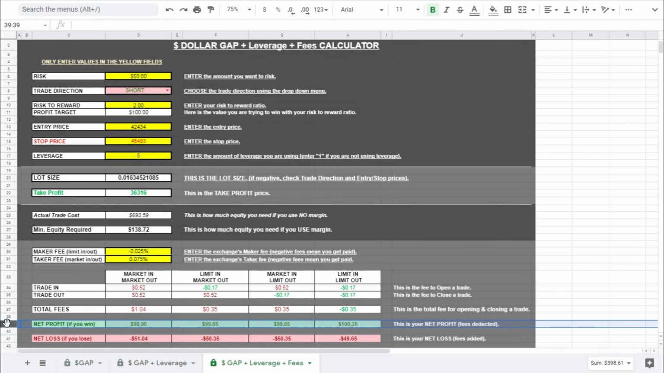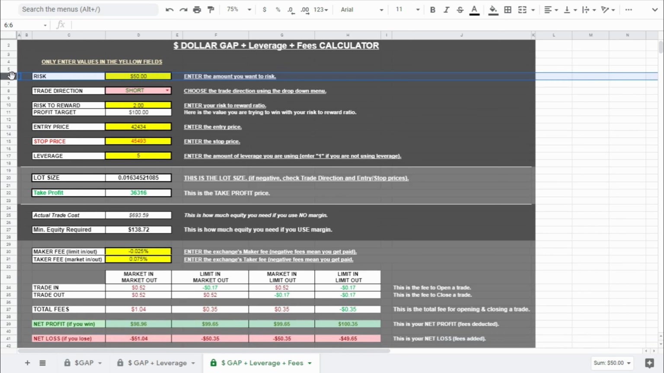Of course, remember, none of this takes into consideration things like slippage and however exactly your broker may work. But these are a guide, and this is what you're looking for. Let me just show you the next row before I show you where these fees really come into play. This is the row that will show you what your net loss will be, considering the fees.